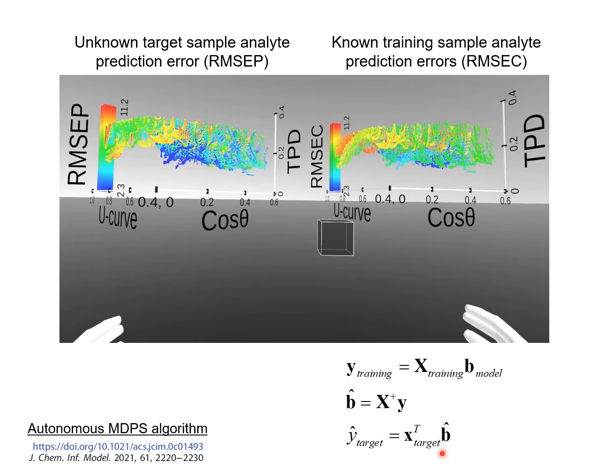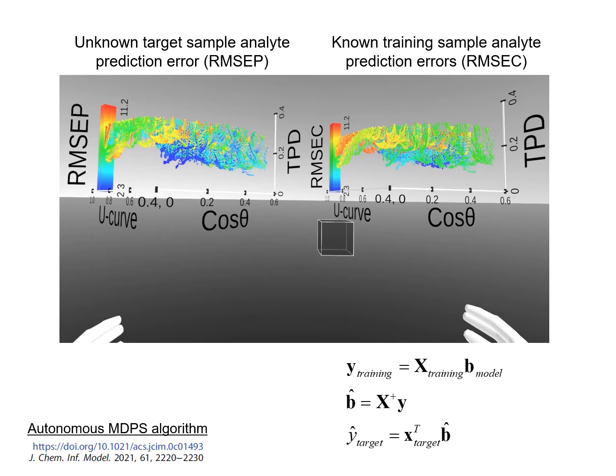And then once we have an estimated regression vector, we can inner product that with our target samples spectra, and we get the analyte amounts. And hopefully these estimated amounts are close to truth. So when we're doing our training samples, we get the estimates of our training samples, and these are the prediction errors. And on the left over here are the actual prediction errors of those target samples. So they're like pseudo target samples. So we can see how we do.